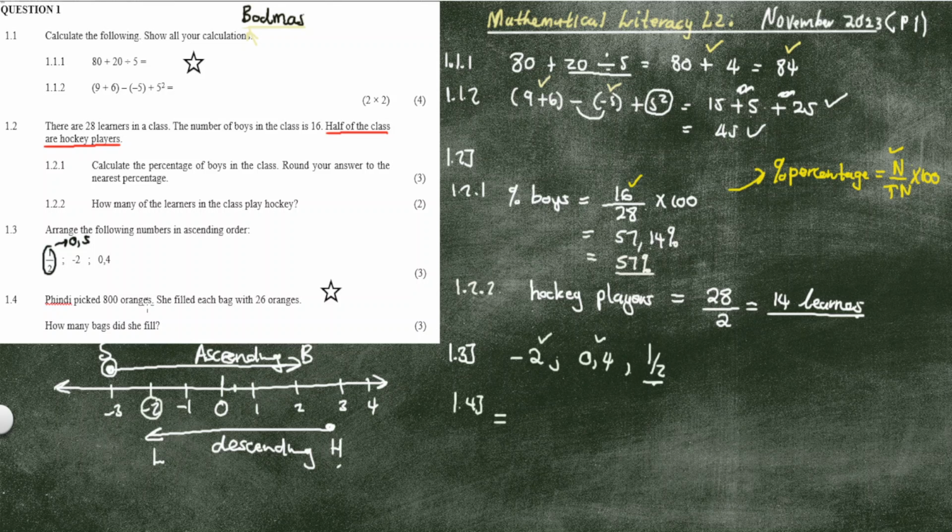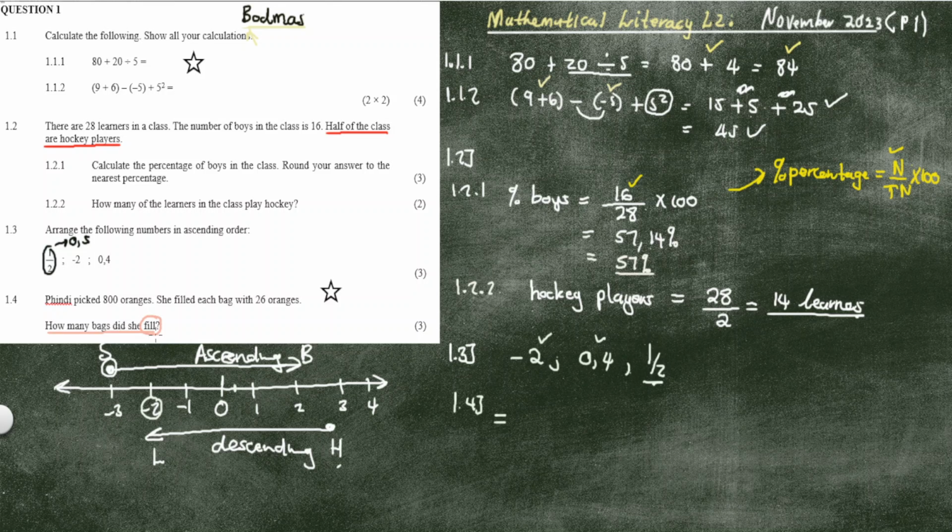So out of the 800 oranges, I need to make groups of 26 and put them in a bag. Another group of 26, put it in a bag. Another group of 26, put it in a bag, until all the oranges are put in a bag. Now, just pay attention to this question. How many bags will she fill?